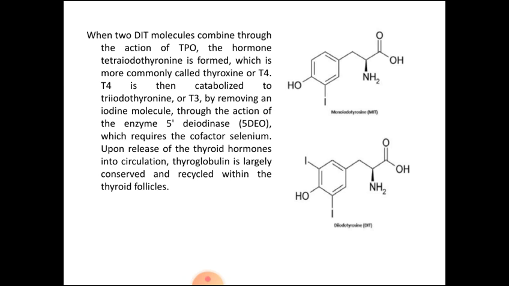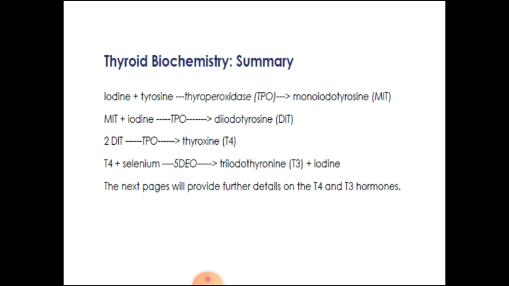Upon release of thyroid hormones into circulation, thyroglobulin is largely conserved and recycled within the thyroid follicle. This picture shows monoiodotyrosine, MIT, which has only one iodine molecule on tyrosine. Below here we have diiodotyrosine, which has two iodine molecules here and here, and this is also helped by the TPO enzyme. The next slide shows the steps of synthesis of monoiodotyrosine and diiodotyrosine.